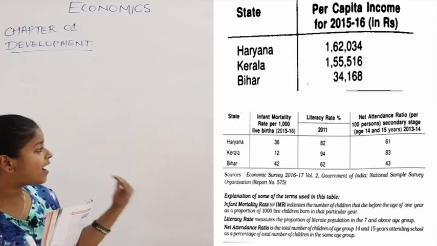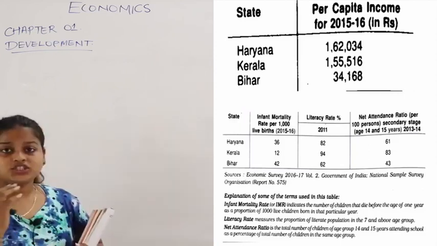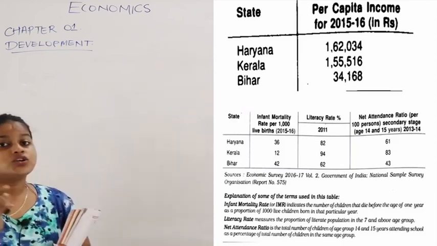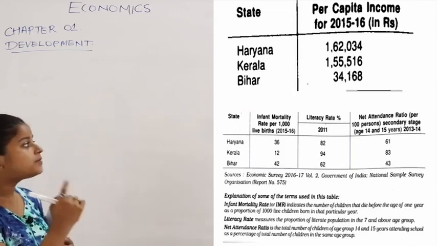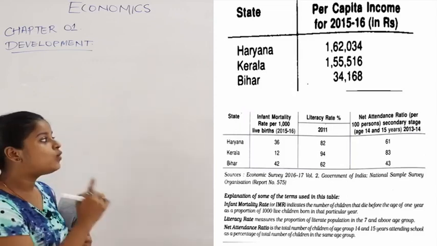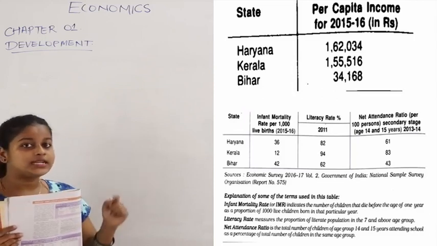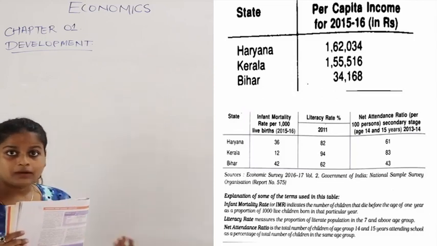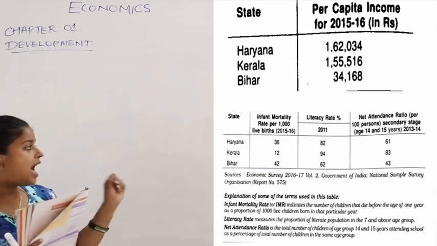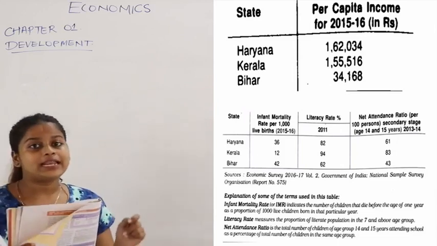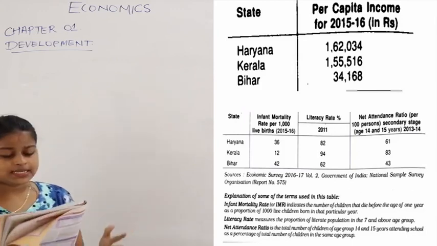Now, the highest infant mortality rate is that of Bihar. Kerala has 12 and Haryana has 36. So Kerala has the least infant mortality rate, whereas talking about per capita income, Kerala was the second highest, having 155,518. So even though the infant mortality rate is the lowest, it has a good, high per capita income. But Haryana also had very good per capita income, yet its infant mortality rate is 36, and the people who are educated there is 82%, that is in 2011.